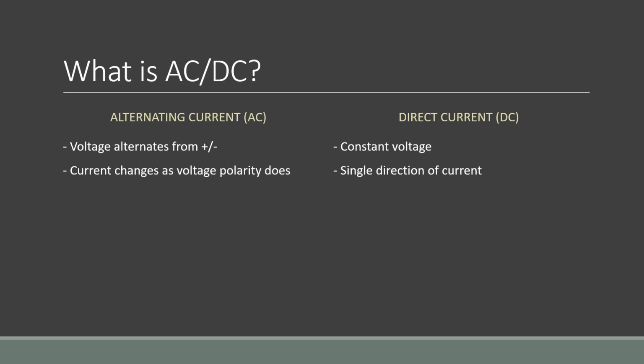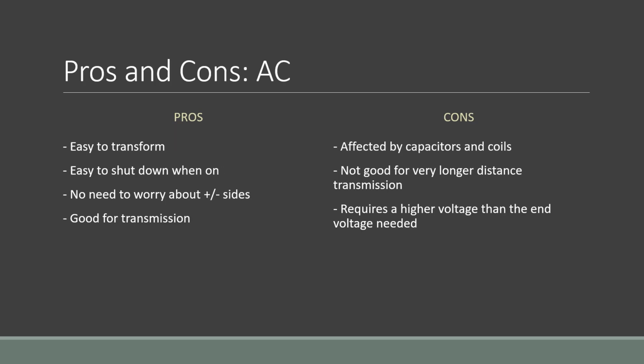DC supplies a constant voltage whilst AC supplies an alternating voltage from positive to negative, usually in a sinusoidal form, but that can be altered. This means that the polarity changes, which causes the current flow to change directions as each end alternates from positive to negative, whilst DC only goes in a single direction. The easiest way to break these things down is to go with a pros and cons list.